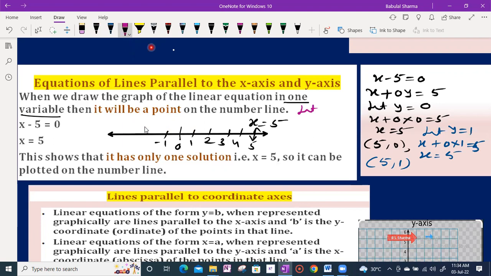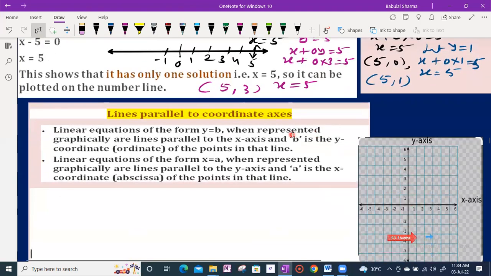Let y is equal to 3. So x plus 0y is equal to 5. जहां भी ये y है 3 पुट करिए, that is 5. So x is equal to 5. So third solution is 5, 3. हमने ऑब्जर्व किया कि ऐसे क्वेश्चन में y का वैल्यू तो चेंज हो रहा है लेकिन x का वैल्यू फिक्स है 5,0, 5,1, 5,3.